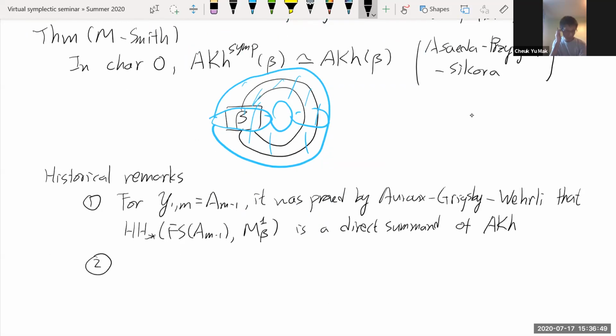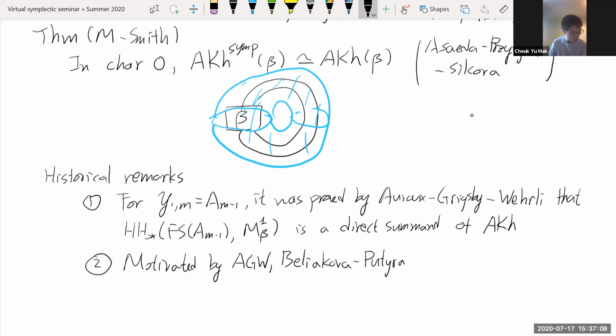And then secondly, motivated by their result, Beliakova, Putyra, Wehrli and Wehrli show that the annular Khovanov homology can be written as the direct sum of Hochschild homology over the extended arc algebra.